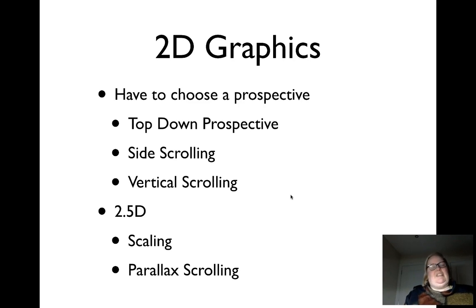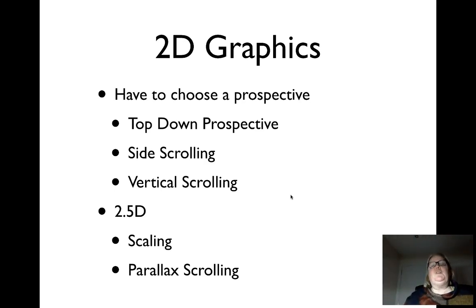2D graphics, if you're doing that, you've really got to choose a perspective. You've got to do it quite early because it really changes the feel of your game. So there's top down, which is looking down from above. There's side scrolling, which is things moving from either side over. There's vertical scrolling, things are either coming down from the top or going up from the bottom.